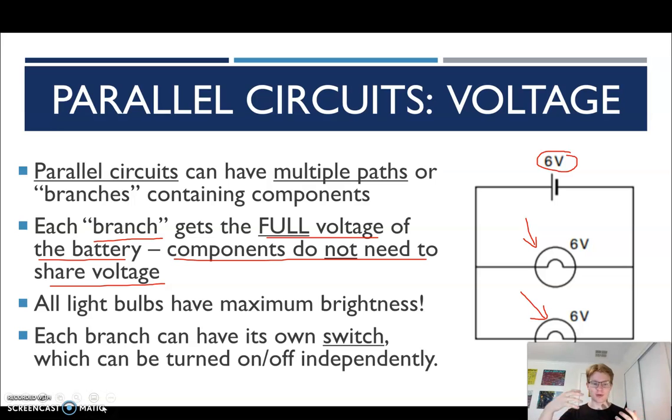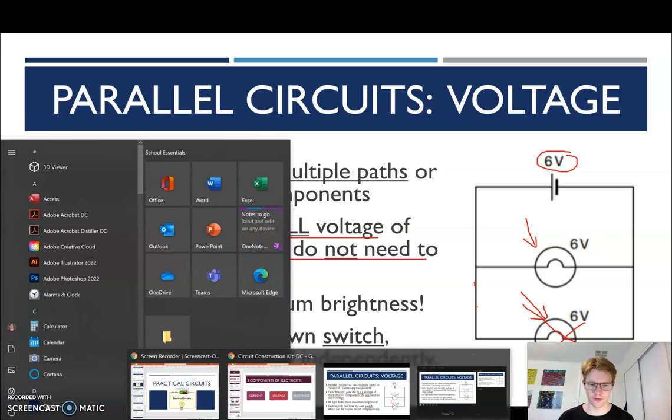This means that they can actually be brighter. And another good thing about parallel circuits is if one of these globes were to die, or if we had a switch here, we can affect one globe without affecting the other. So, there we go. I'll show this on PhET.